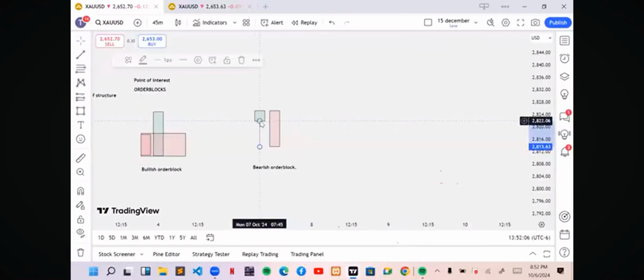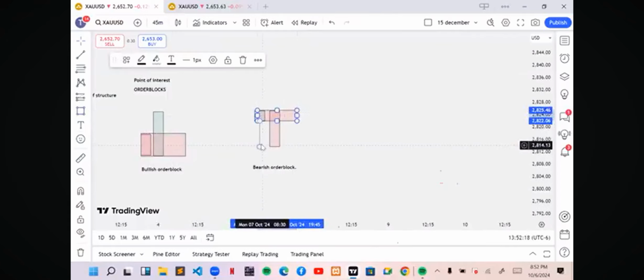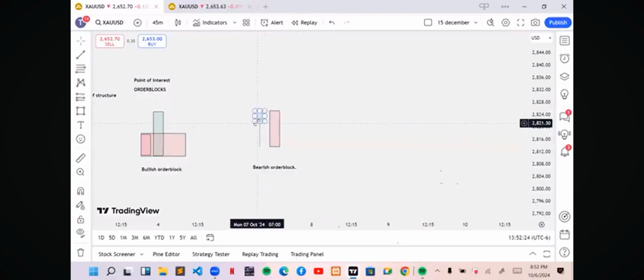Now, the rule in picking wicks in order blocks is, if the wick of the order block is bigger and longer than the body of the order block, you pick your entry from the body. You understand? So if the wick of the order block is longer than the body, you pick your entry from the body.